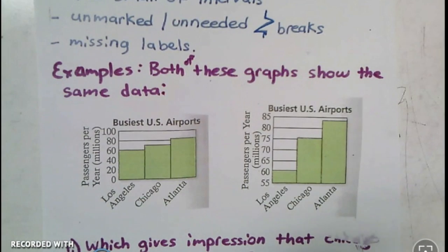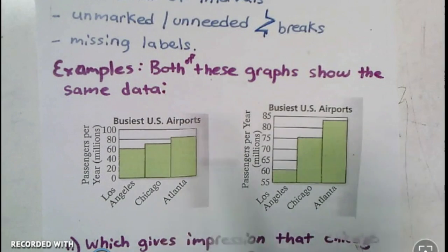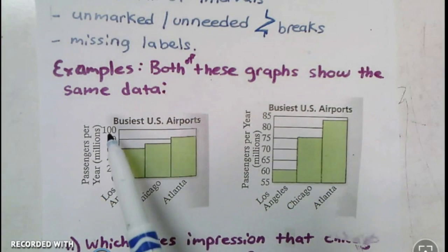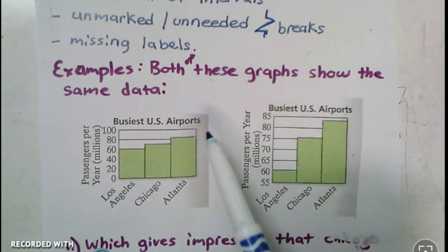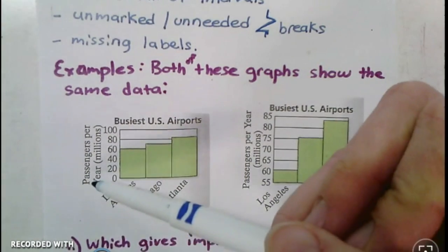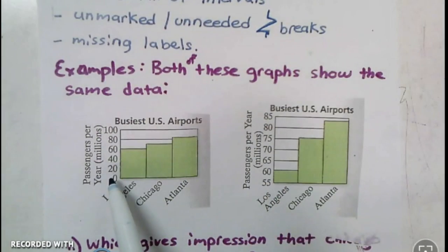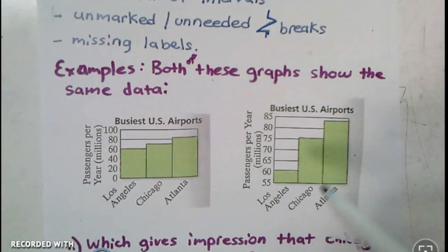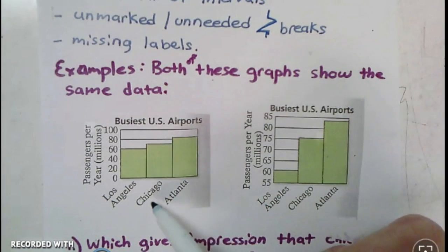So here, both of these graphs show the same data. This one and this one. It's showing the exact same information. But you can see that when you look at it, it looks very different. So let's examine them, okay? It says busiest U.S. airports. So this graph is about the busiest U.S. airports. And over here, it says passengers per year, and this is in the millions. So this would be 20 million passengers, 40 million, 60 million, okay? And on the bottom, we have the different airports: Los Angeles, Chicago, and Atlanta.